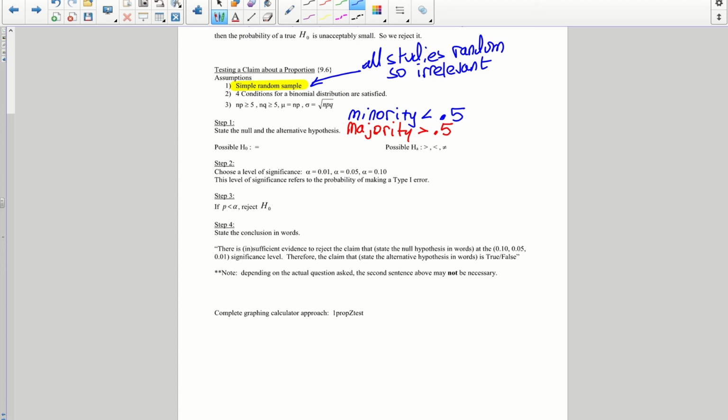Sometimes they won't tell you anything about the null hypothesis. You kind of have to figure it out on your own. But that's actually pretty easy. It's probably the easiest part, so I'll share that with you as we go.